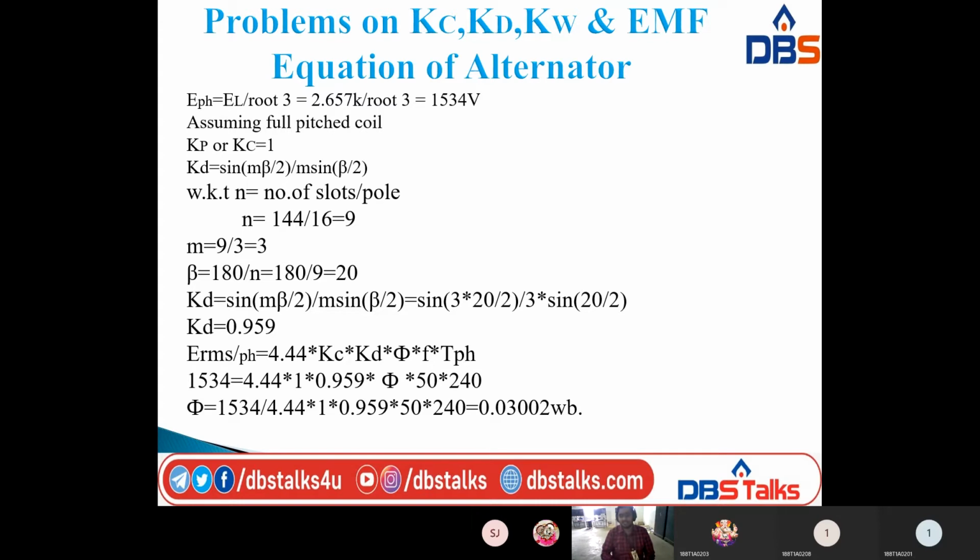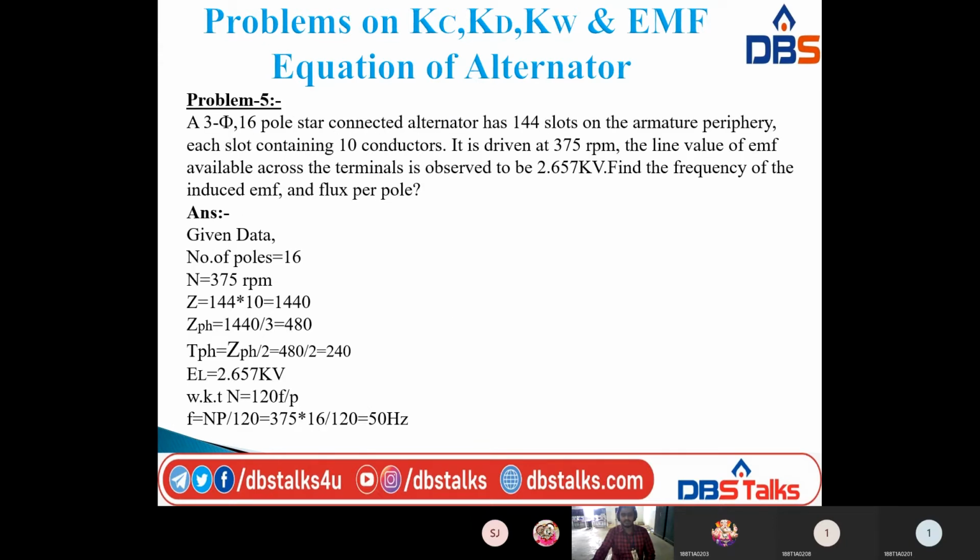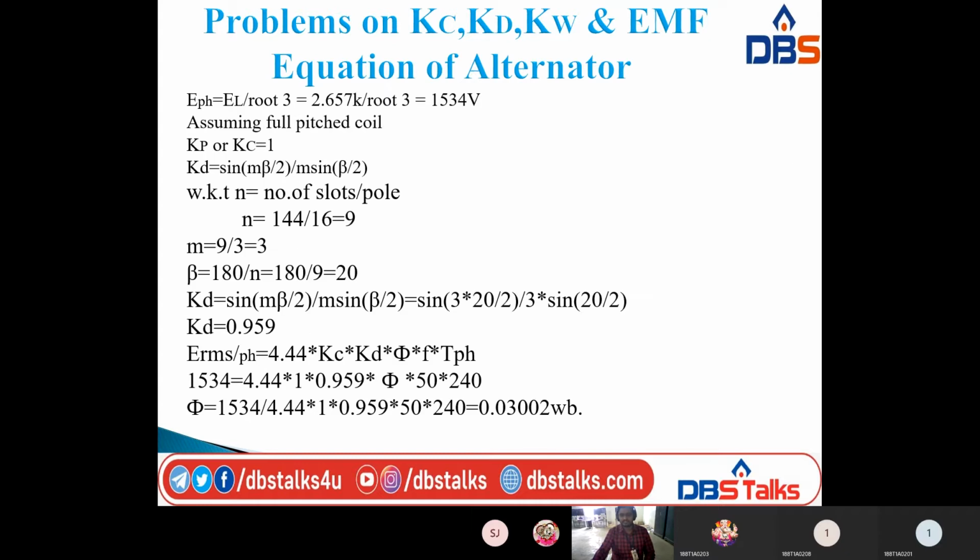They gave the line voltage, and I am converting that line voltage into phase voltage. While converting this, they already gave in the problem that it is star connected. If you see the problem, they gave a 3-phase 16 pole star connected alternator. So that's why I am taking E phase is equal to EL by root 3, because it is a star connection, that is equal to 2.657 into 10 cube divided by root 3.